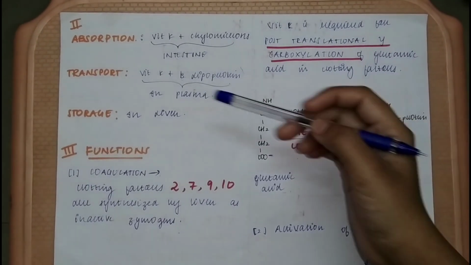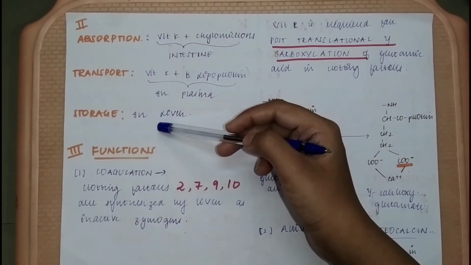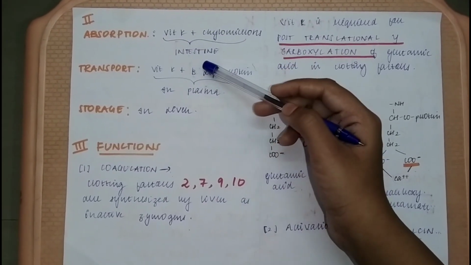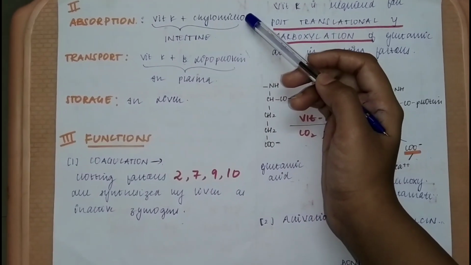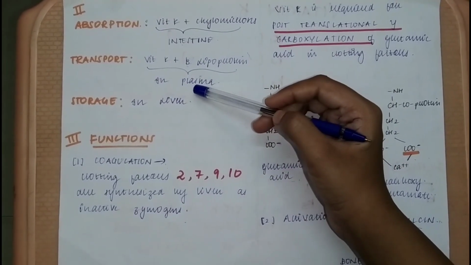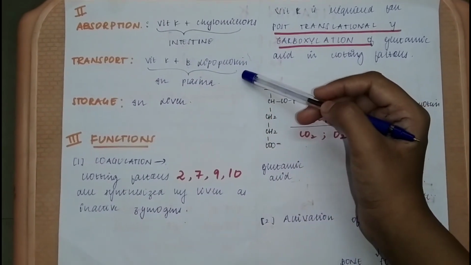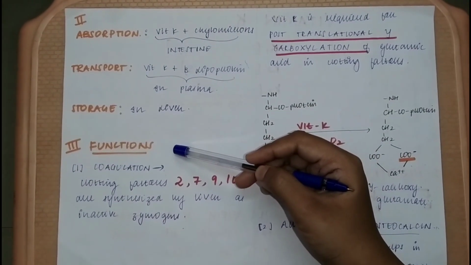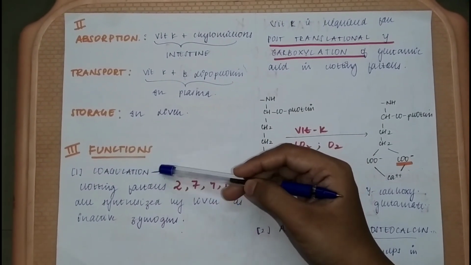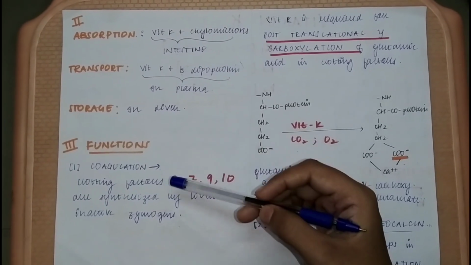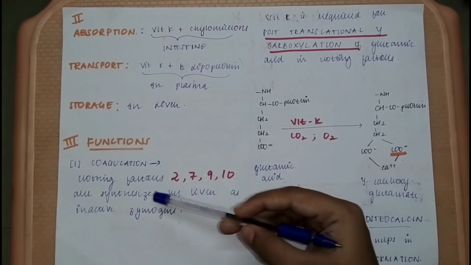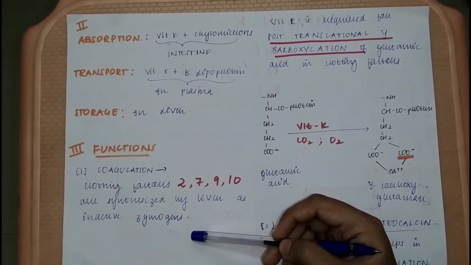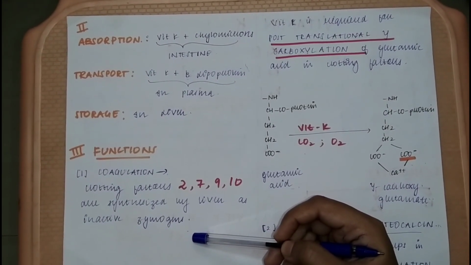Now let's discuss about absorption, transport and storage of vitamin K. Vitamin K is absorbed in the intestine along with chylomicrons. It is transported in the plasma along with beta lipoprotein and it is stored in the liver. Now we'll move on to the functions. The first function is coagulation. Clotting factors 2, 7, 9, 10 are synthesized by liver as inactive zymogens. To activate them, we need vitamin K.